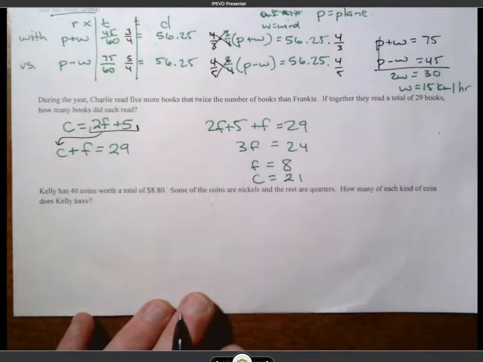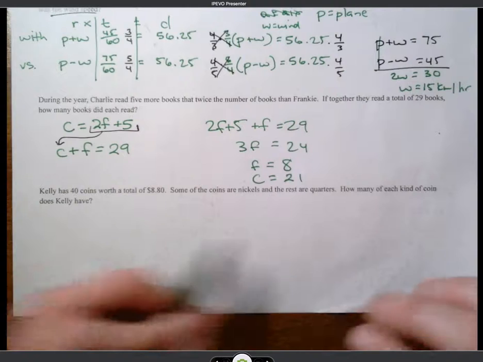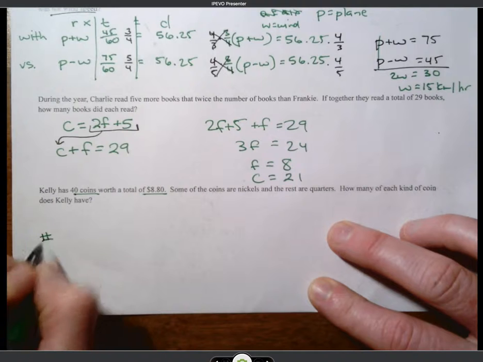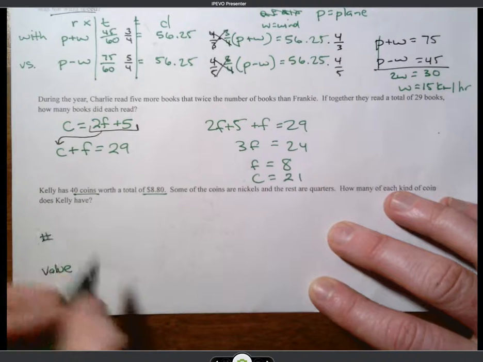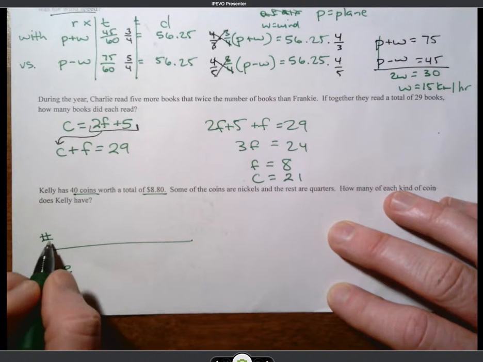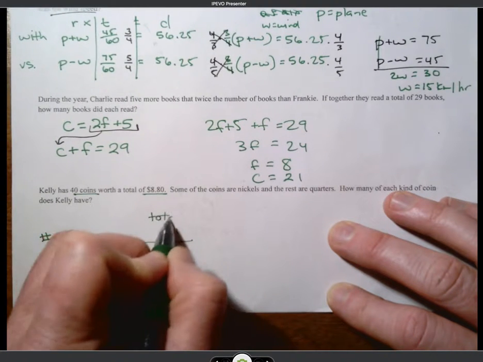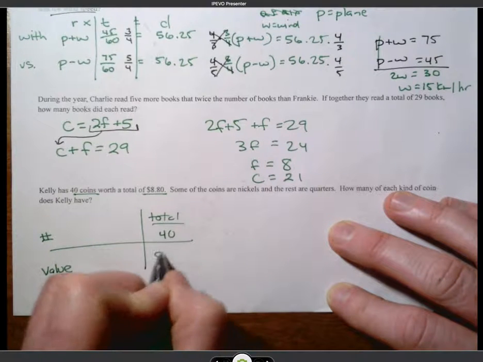Kelly has 40 coins worth a total of $8.80. Some of the coins are nickels, and the rest are quarters. How many of each kind of coin does Kelly have? Okay, so I'm going to set up a little table here. We have 2 pieces of information. We know the number of coins and the value of the coins. Our number of coins is 40. And the value is $8.80.